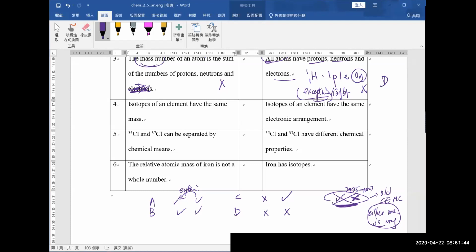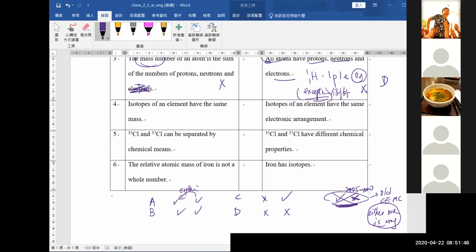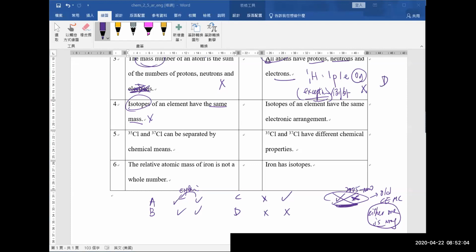The first statement: isotopes of the elements have the same mass. The answer is wrong. Okay, why? What is meant by isotopes? Definition, please. Isotopes have different neutrons, so their mass will be different. What is meant by different neutrons? Different number of neutrons.